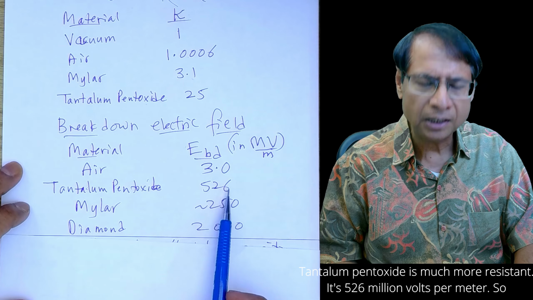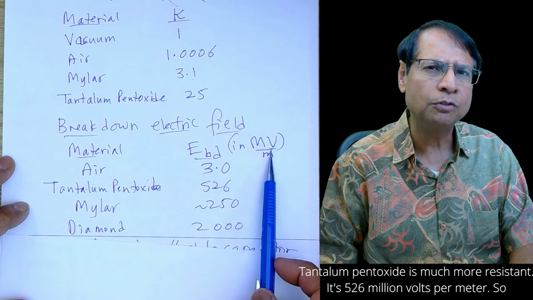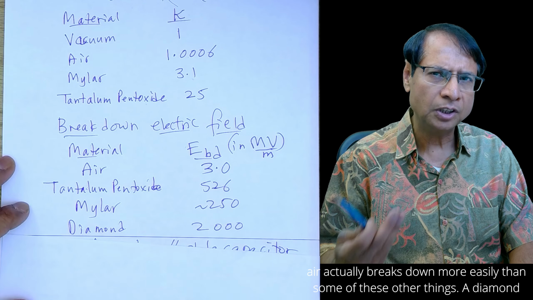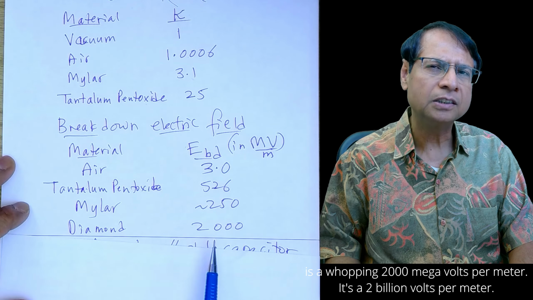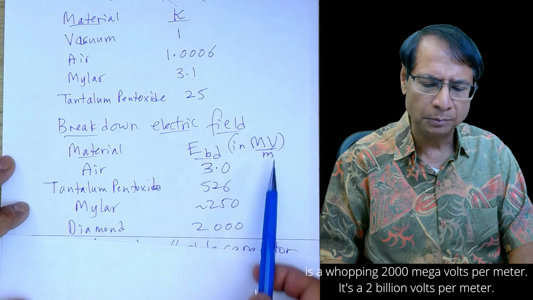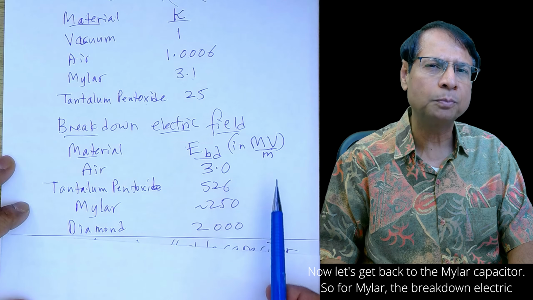Tantalum pentoxide is much more resistant. It's 526 million volts per meter. So air actually breaks down more easily than some of these other things. A diamond is a whopping 2000 megavolts per meter. So it's 2 billion volts per meter.